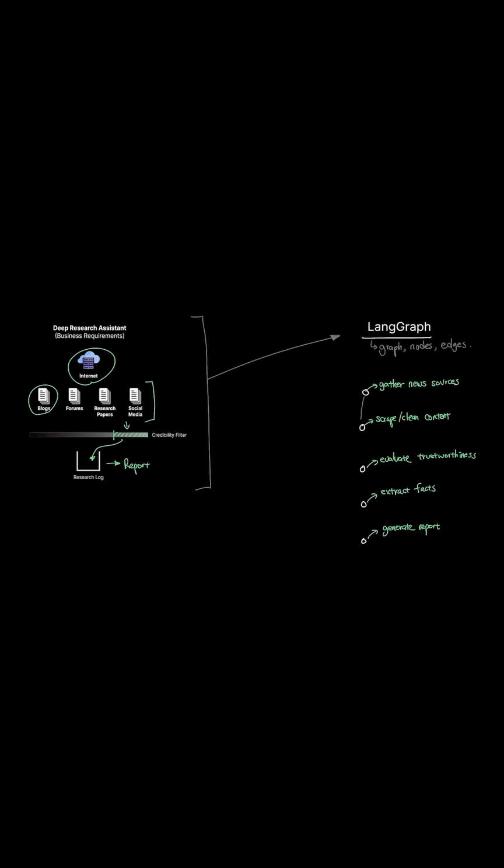And once all these nodes and edges are configured and compiled, LangGraph will orchestrate them by executing them based on how it's configured. So for a deep research assistant, the graph will look something like this, where you have the starting node that serves as the entry point and all the nodes and edges that do individual tasks, and finally an end node that terminates the workflow.